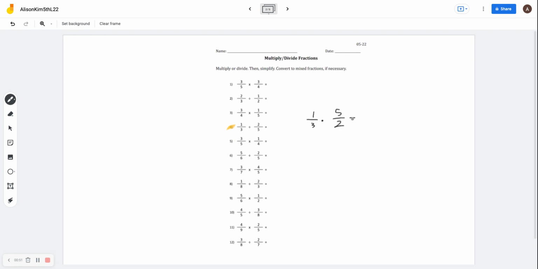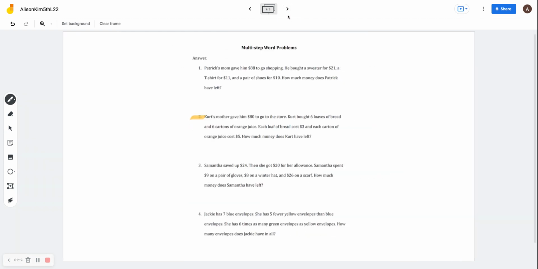And then usually before you multiply across, you want to see if you could simplify it anymore. And in this case, you can't. So we're just going to multiply across like we do. So 5 times 1 is 5. And 3 times 2 is 6. So our answer for number 4 will be 5/6. It's really simple. It's just a review from last week. So remember your division rules. Next, we're going to get started with our multi-step word problems.